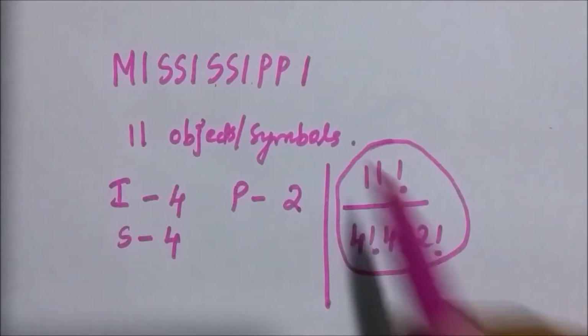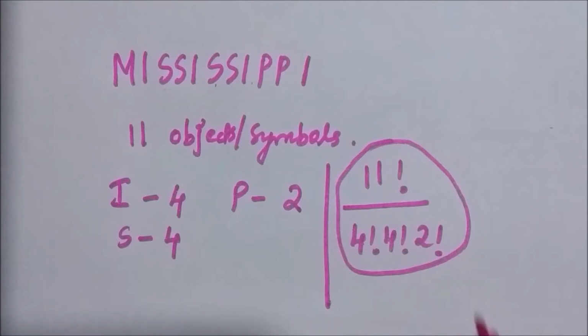Suppose a word has letters which are not distinct. In that case, how do we find the number of ways of arranging the letters in that word? That's what we will discuss in this video. So let's see.